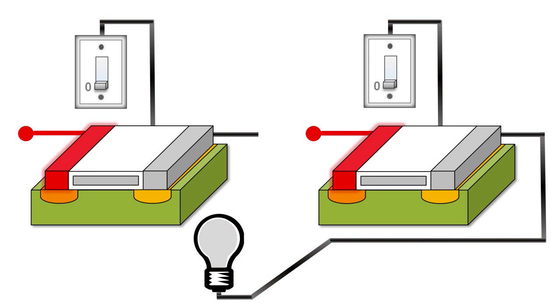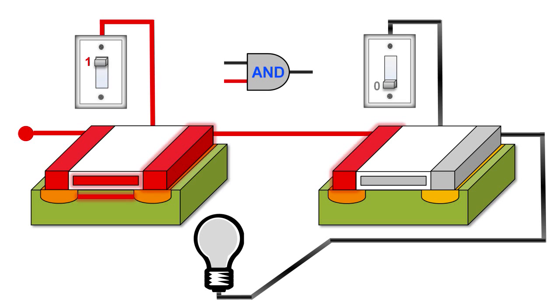If you change the wiring so that the output wire of the first transistor runs to the input wire of the second transistor, then you've created an AND gate, which has this symbol. With an AND gate, if you only turn the left switch on, then the light bulb is not on because the electricity coming from the first transistor is stopped at the second transistor.